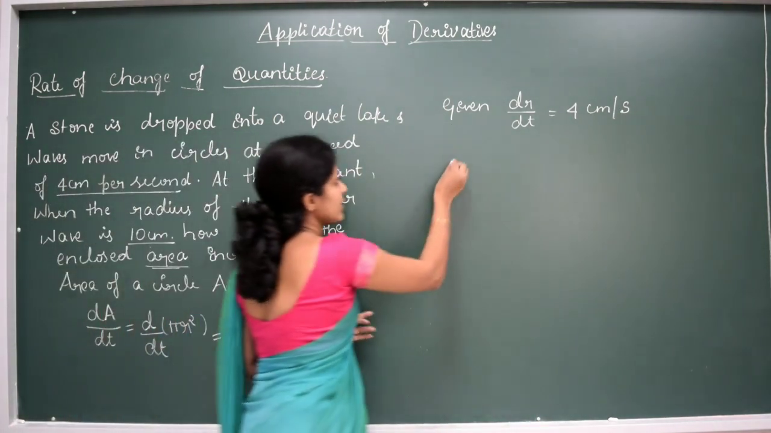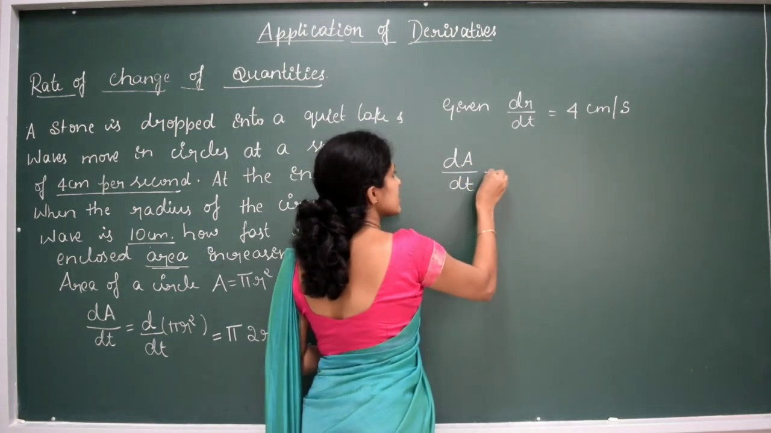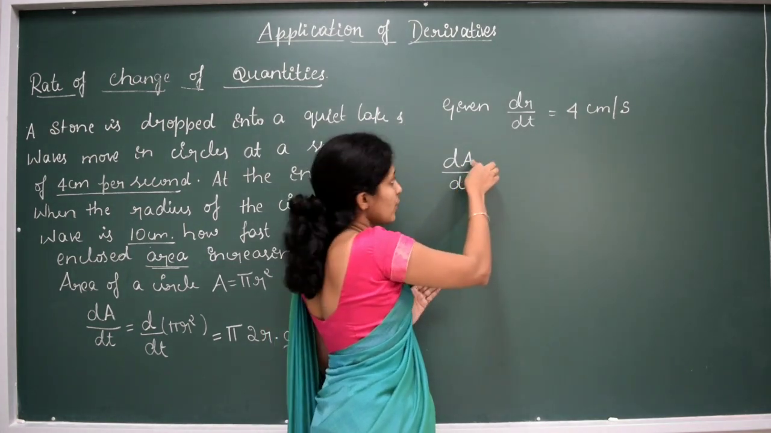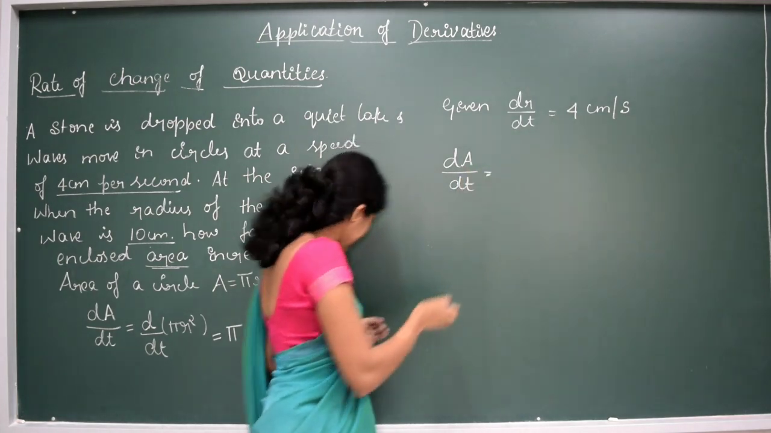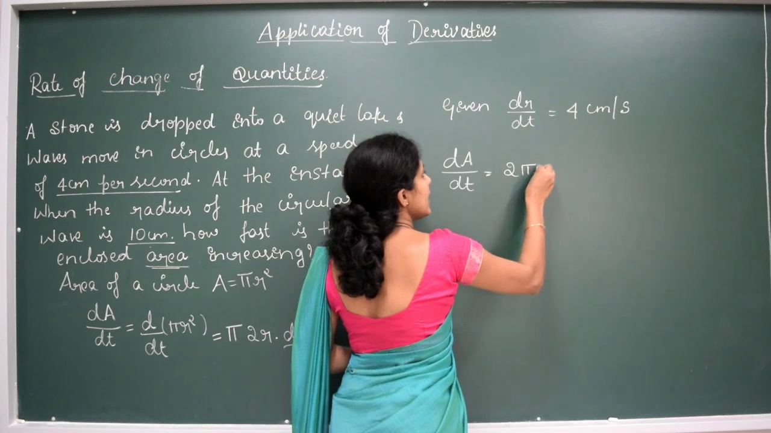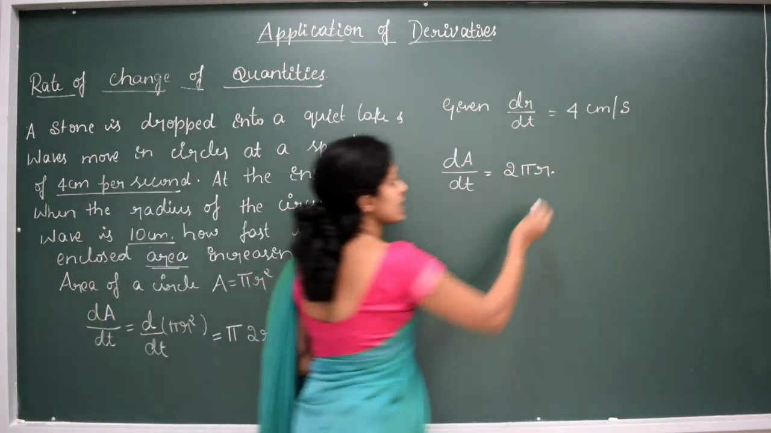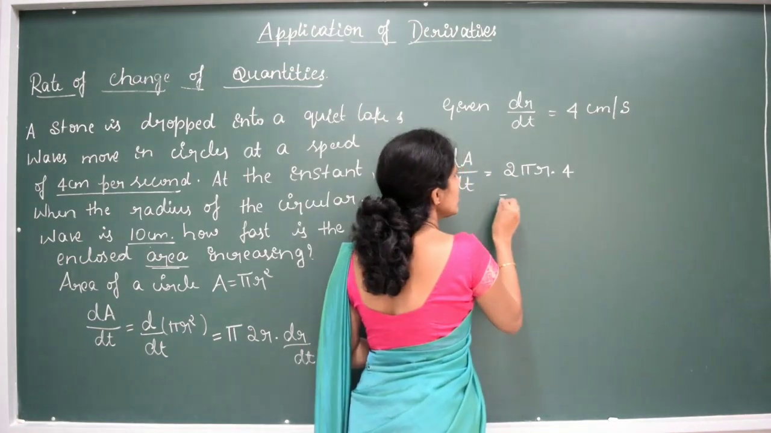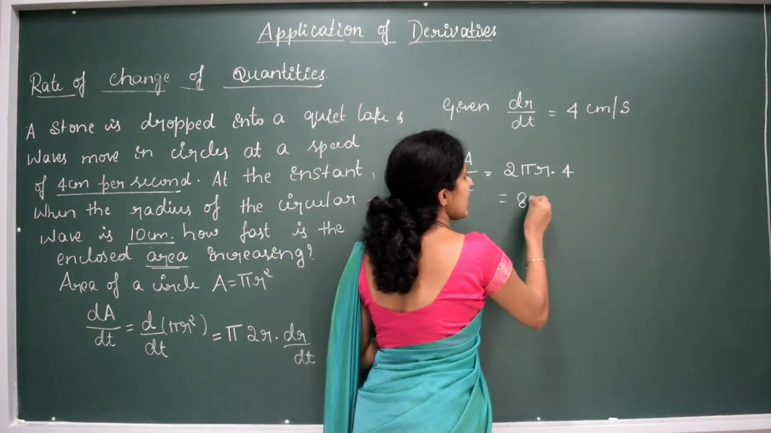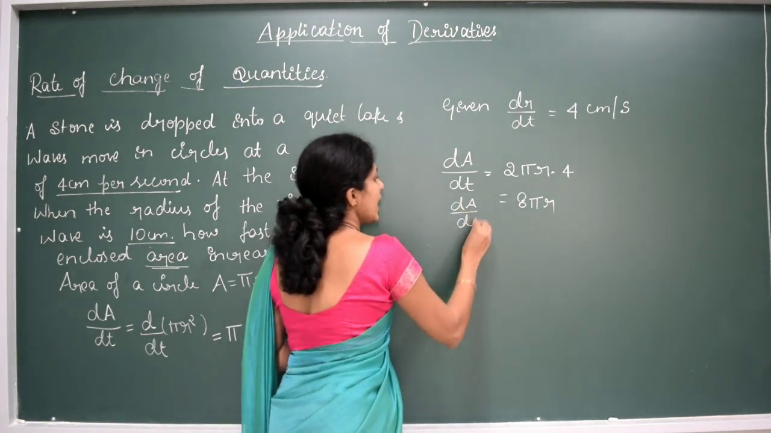So by this we can write dA/dt. Is it clear? This is the area of a circle with respect to the time. So dA/dt is equal to 2πr times dr/dt, which is 4 centimeter per second. So we substitute this: 2 times 4 gives 8πr. Is it clear? So dA/dt is equal to 8πr.